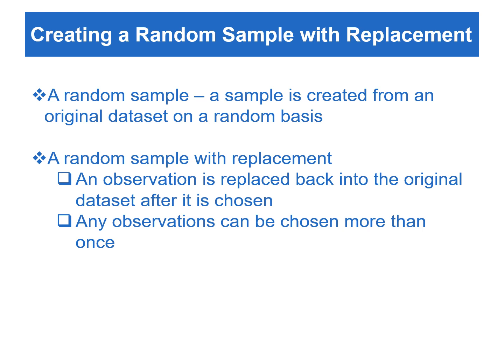Now, let's see an example of creating a random sample. A random sample is created from an original data set on a random basis. A random sample with replacement means that an observation is returned to the original data set after it has been chosen. Hence, any observations can be chosen more than once.